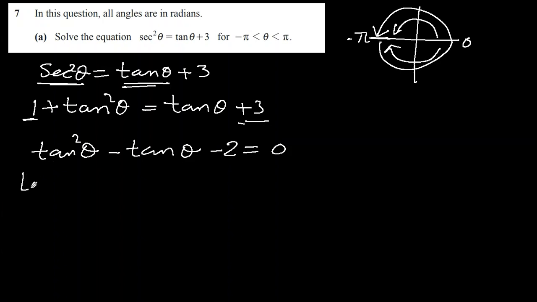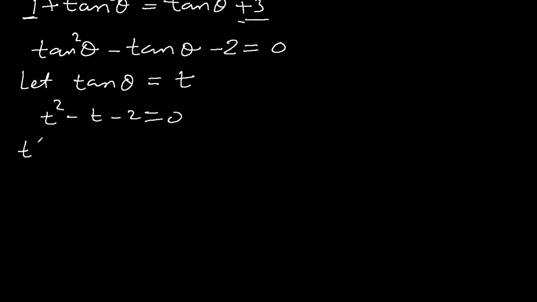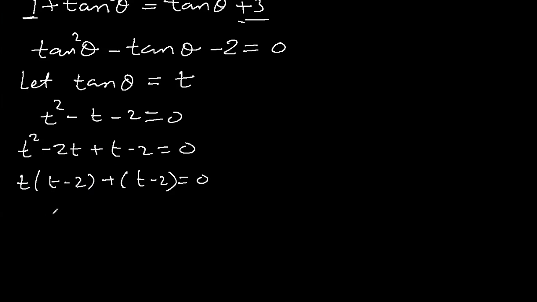And let's assume tan theta is equal to just t. So it will become t squared minus t minus 2 equal to 0, and this is what we have to factor to get the answers. So I'll use the factoring method again. Minus 2t plus t minus 2 equal to 0. You can use your calculators, as I tell you every time. I'm using this because I like factoring if possible. If it is difficult, then I use the quadratic formula.